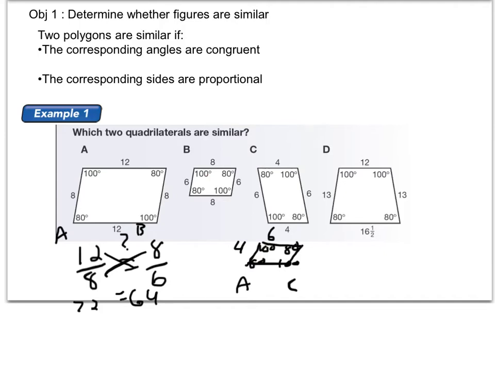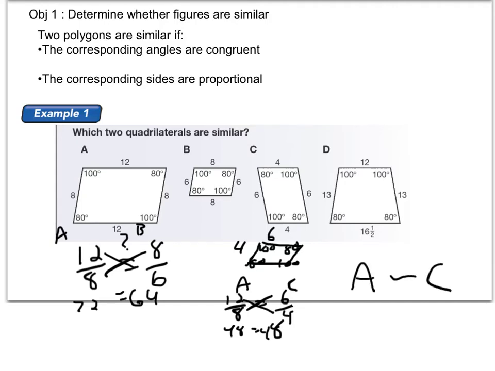So again, we're going to do 12 over 8 equals 6 over 4. Again, we got that from the top side over the left side equals the top side over the left side after we've rotated it so that it faces the same way as the other ones. Now again, try cross products. 12 times 4 is 48, and 8 times 6 is 48. So there we go. Those two things are equal. That means that A is similar to C.